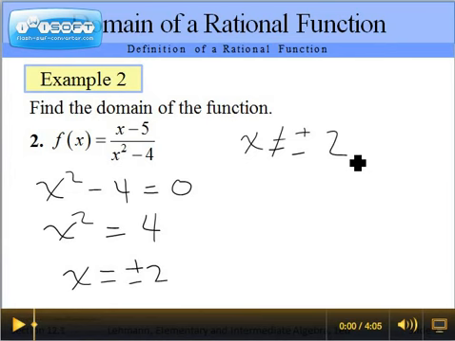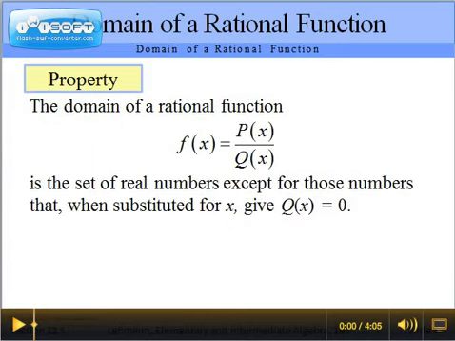So the numbers negative 2 and 2 are not in the domain, since these values of x lead to divisions by 0. The domain of f is the set of real numbers except negative 2 and 2. So the domain of a rational function f of x equaling p of x over q of x is the set of real numbers except for those numbers that, when substituted for x, give q of x equaling 0.